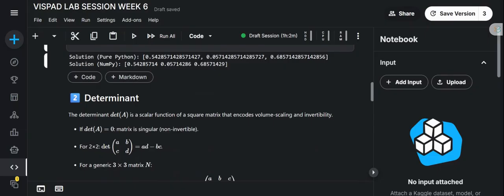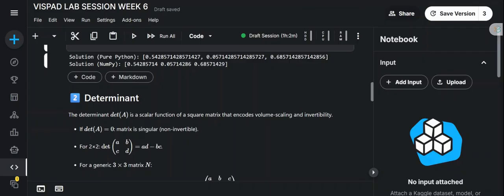Matrices which have a number of rows and a number of columns which are not equal do not have a determinant, and hence they also do not have an inverse. Okay, so a determinant is a scalar function of a square matrix that encodes volume scaling and invertibility.